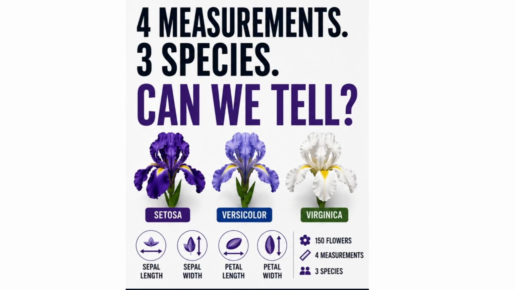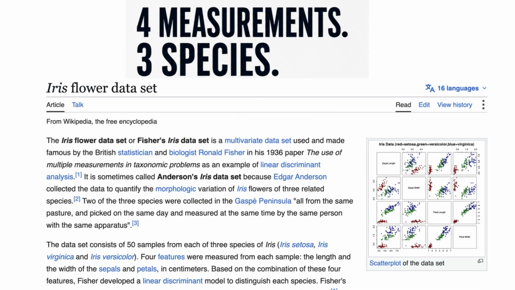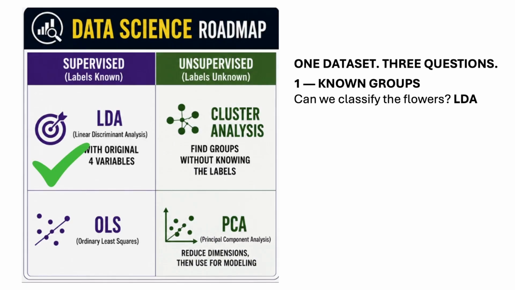That's essentially the problem Ronald Fisher was investigating in 1936 when he introduced the famous IRIS dataset. And we're going to use this one dataset to explore 3 very different data science problems spread out over 3 videos. First, we know the species. Can we build a model that distinguishes them?